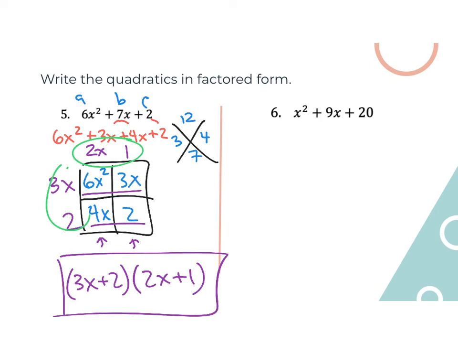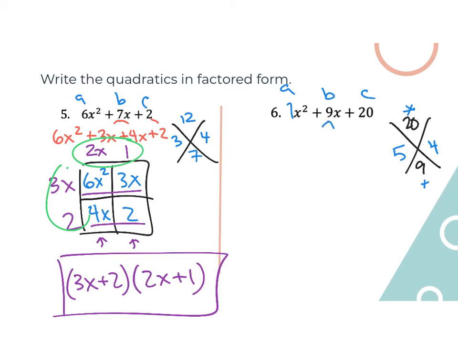Number 6. My A value here is 1, B value is 9, C value is 20. So in my factor x, 1 times 20 is 20. Middle term is 9. What gives me a product of 20 and a sum of 9? That's going to be 5 and 4. 5 times 4 is 20. 5 plus 4 is 9.